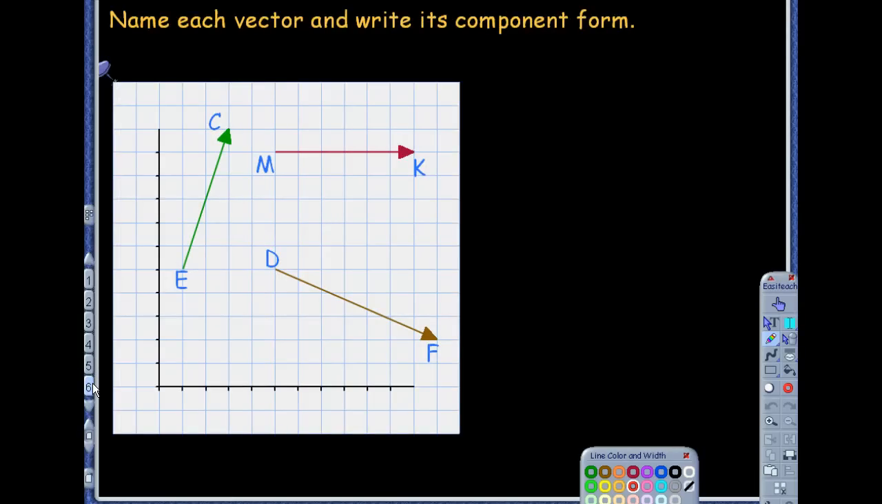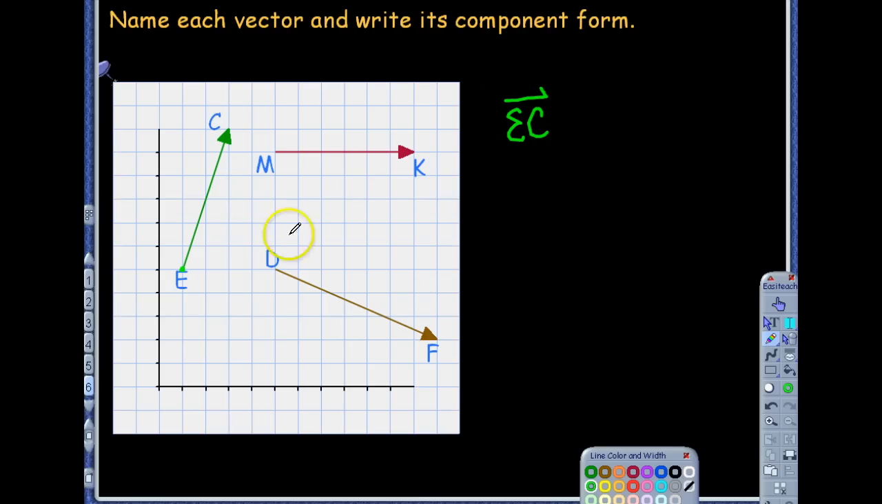Okay, so these are some vectors, and we're going to name the vector and write their component forms. Typically, you're going to be given a vector, but we want to make sure that you guys understand what this is saying, too. All right, so let's start with CE. First of all, how would I name it? It wouldn't be CE, would it? It would not be CE. Tried to trick you there. When you name it, you name it with its initial point first, so E, and then C, and then with the little vector symbol above it.